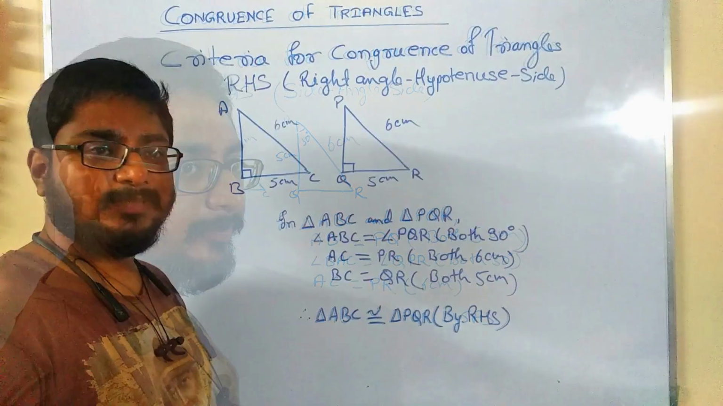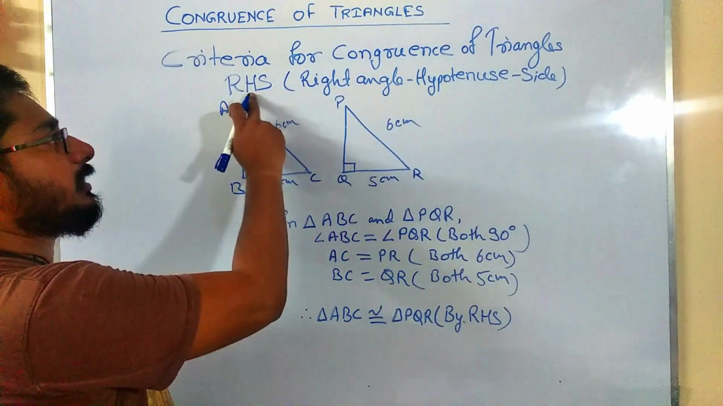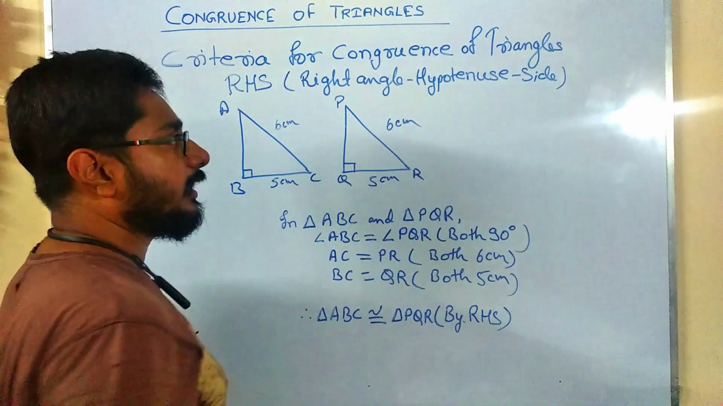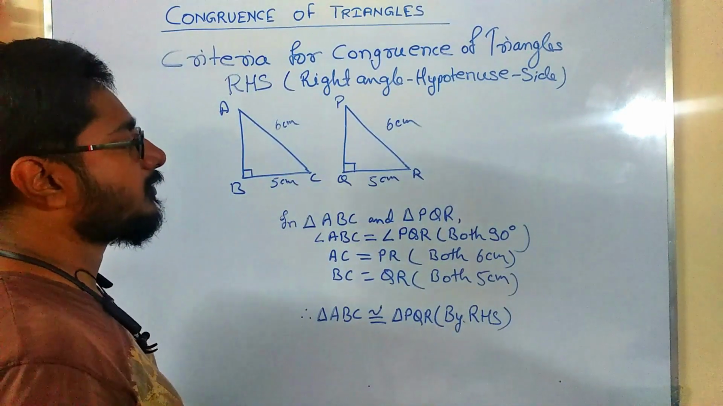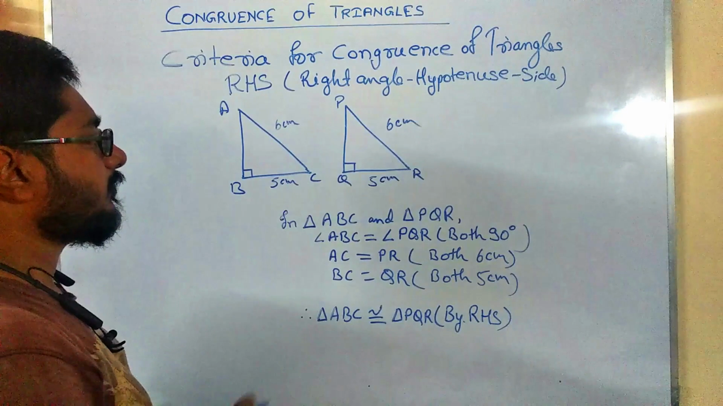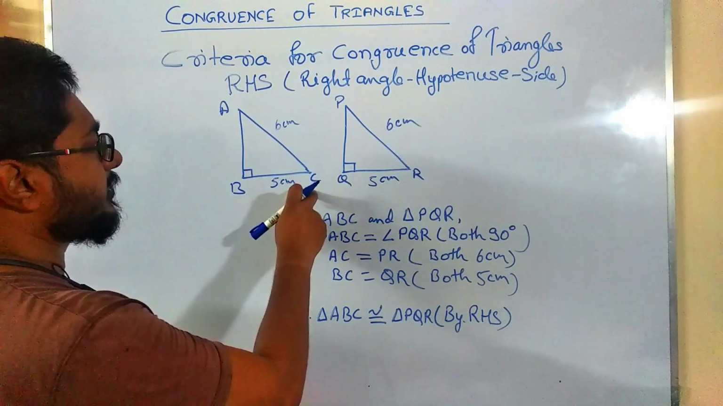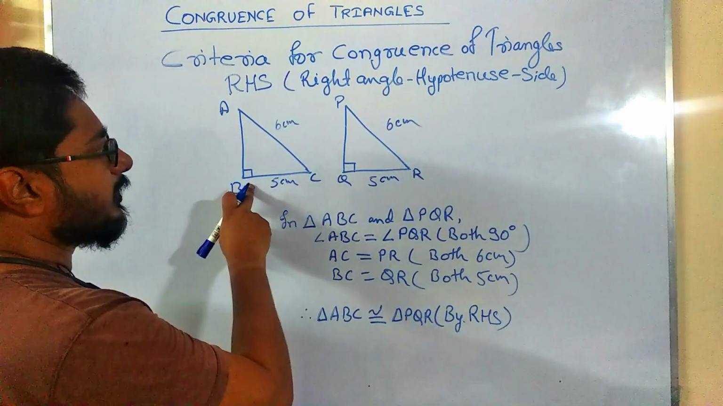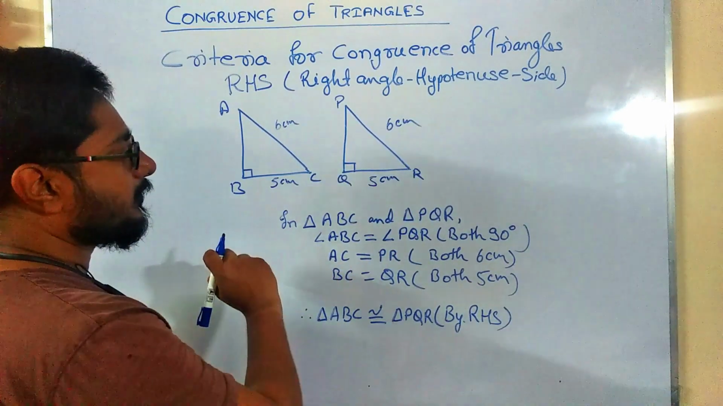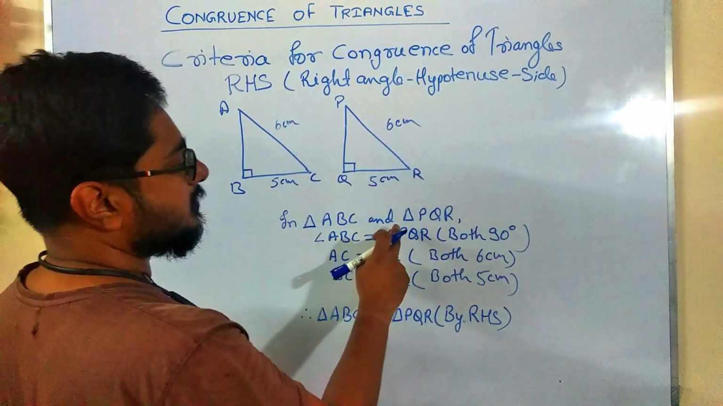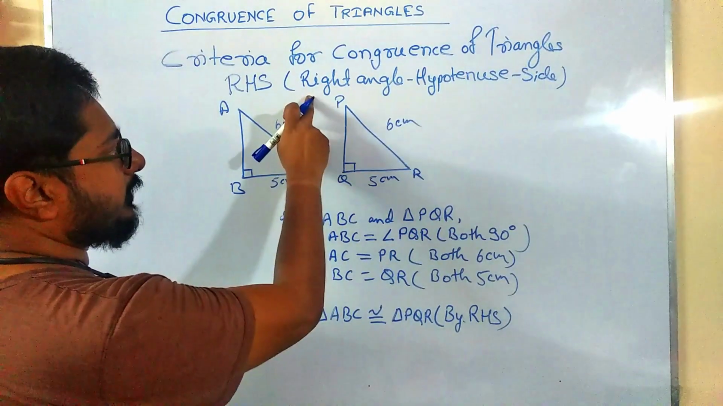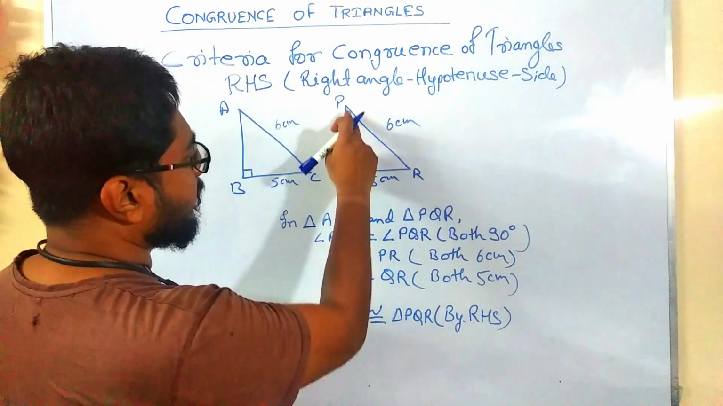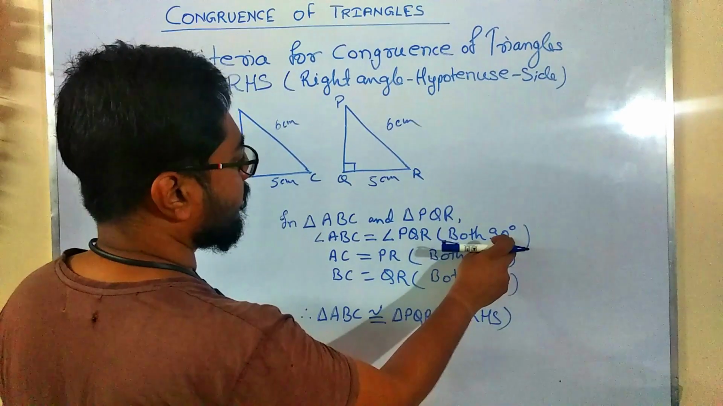congruency criteria. Now last one is RHS congruency criteria, that means right angle, hypotenuse and side. This congruency criteria is applicable on right angle triangles only. So we are having two figures, triangle ABC and triangle PQR, in which ABC is right angled at B and PQR is right angled at Q. So we will write in triangle ABC and triangle PQR right angle, angle ABC is equal to angle PQR, both 90 degree.